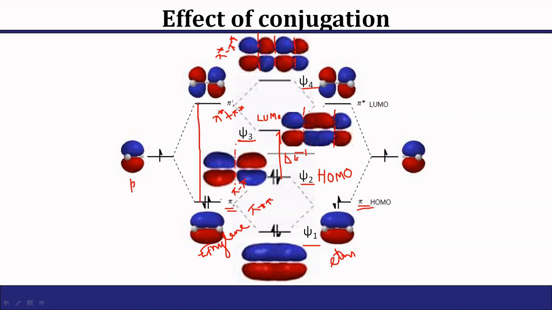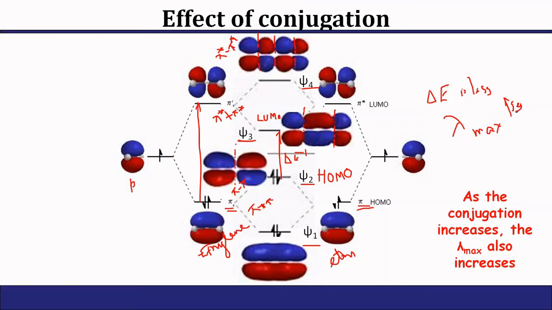As we compare it with the energy required in the case of ethylene, this is much lesser. Since delta E is less, and you also know the relation between E and lambda, they are inversely related. Since delta E is less, lambda max will be more. That means it leads to the change in wavelength to higher wavelength side. So that is bathochromic shift. As the conjugation increases, the lambda max also increases.